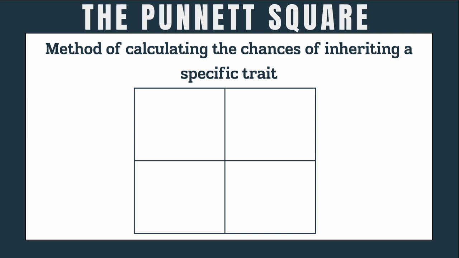So let's look at your actual method of calculating the chances of inheriting a specific trait. So this is your Punnett square. Your Punnett square is used in order to show the chances of inheriting these specific traits. So let's look at this a little closer.